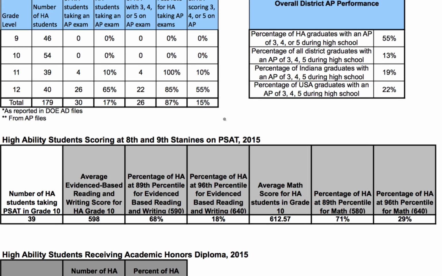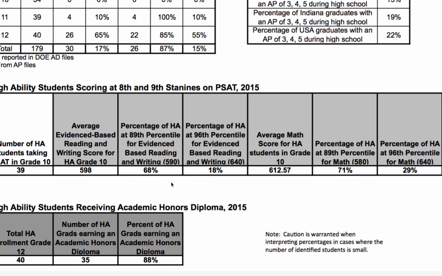If you look down here at the PSAT, you can see how the high ability kids did, what was their average score, and how many made the 8th stanine, which is 89th percentile, or the 9th stanine, which is 96th percentile. Now remember, these are our identified high ability kids, so it's kind of surprising if we use the traditional 96th percentile or higher for the identification early on on the COGAT or NWEA or those kinds of things. Why are we not having very many of those same kids score at those top levels on PSAT? So what does the instruction look like, and does it need to be more rigorous in terms of the curriculum and the instruction for those kids to, again, boost their performance?